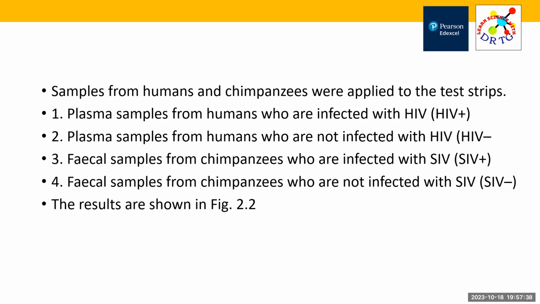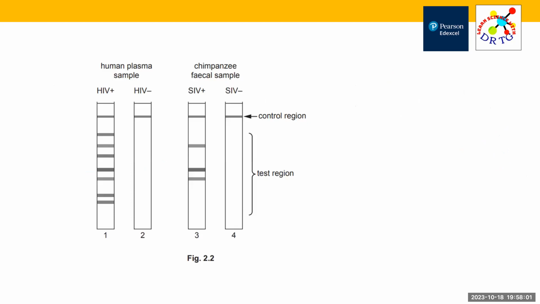These are the samples applied. Human plasma sample from a human infected with HIV. Human plasma sample not infected with HIV. Fecal sample from chimpanzees infected with SIV. Fecal sample from chimpanzees who are not infected with SIV. So if they add all these samples, they see a pattern like this.